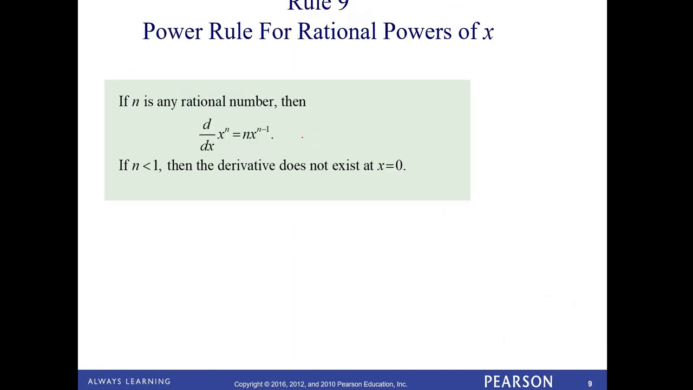So power rules for rationals, we have already done this. This is exactly the same as any power rule. d dx of x to the n equals n times x to the n minus 1. It works exactly the same if we have rational powers. x to the 2/3 equals 2/3 x to the negative 1/3. And we've already done some of this.